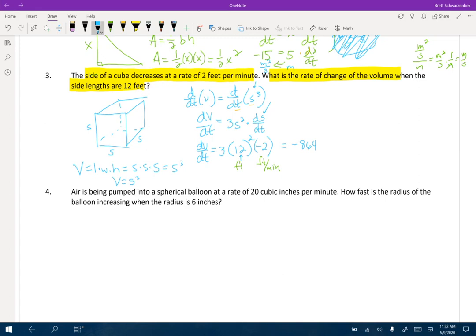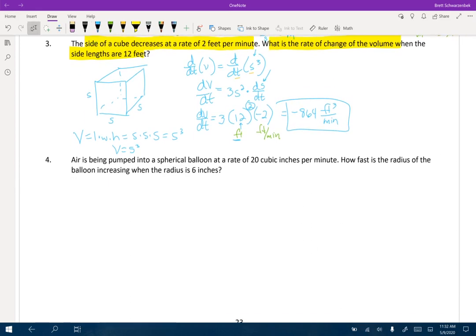Because this feet, which is the 12 feet, is being squared to get feet squared, then multiplied by feet to get feet cubed over minutes, which means the answer to the problem is -864 feet cubed per minute in terms of how the volume of this cube is changing if the sides are decreasing.